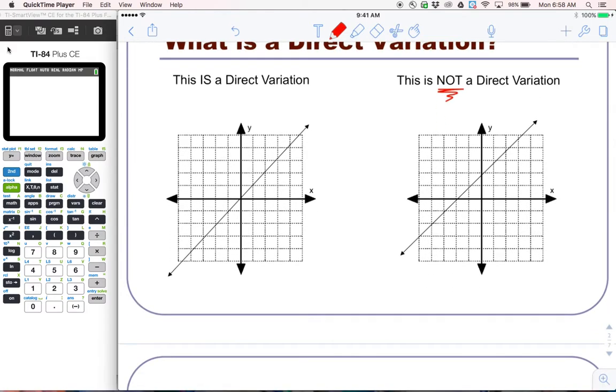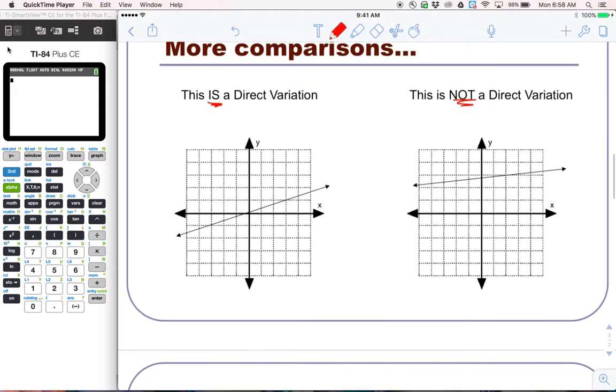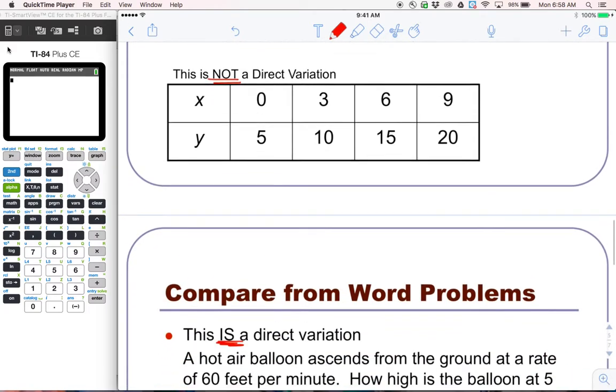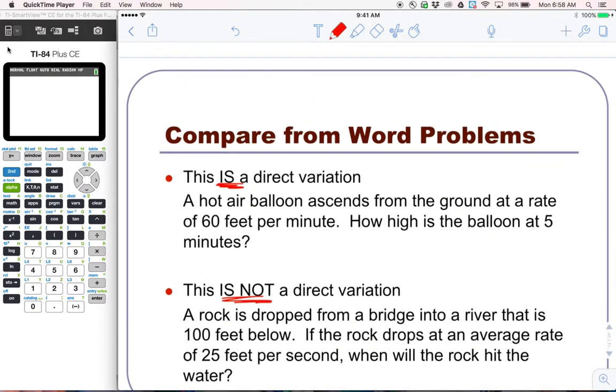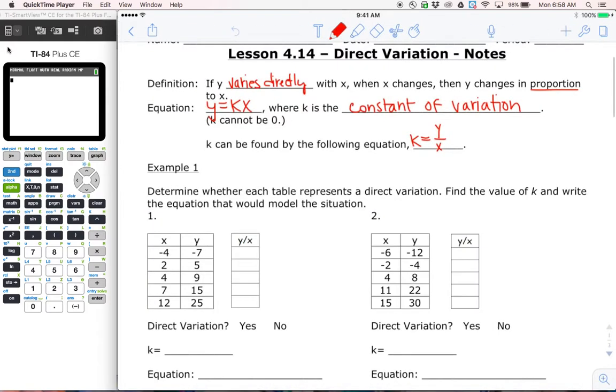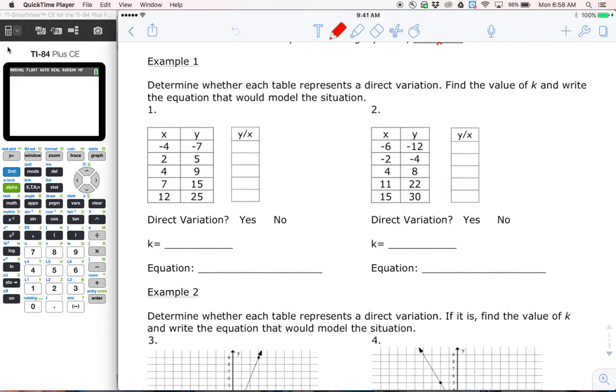Well, essentially, y'all, it just means that it goes through the origin. It means that it's always going to start at 0, 0. Because if it always starts at 0, 0, then the y divided by the x is always going to be a constant, right? And that's kind of what we talked about earlier when we called it k. All right, so let's look at a couple of examples here.